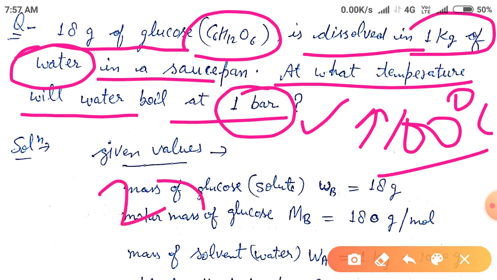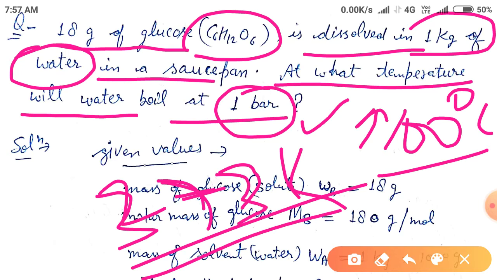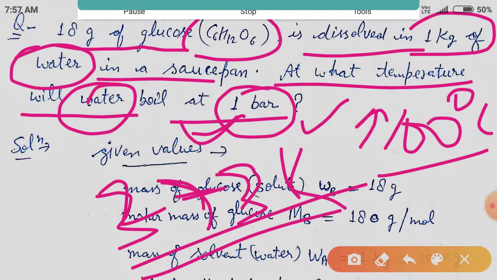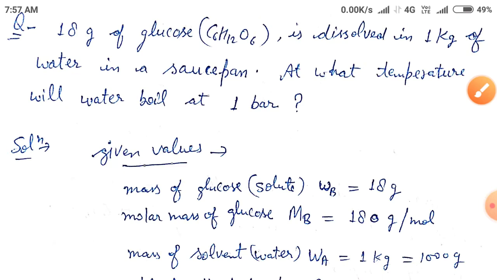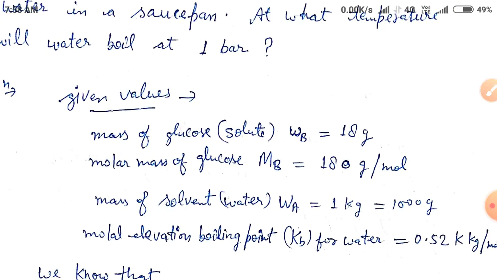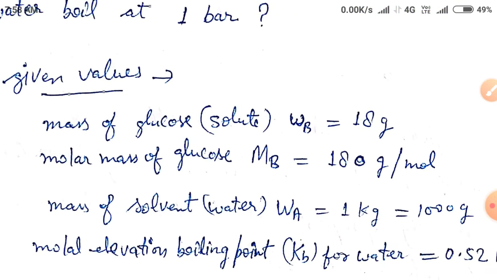or 373 Kelvin. But for the water in the solution in the saucepan, when glucose is added to the water, at 1 bar pressure, what is the boiling temperature, the boiling point of water in the solution? This is the question. Now first we write all the values that are given in the question.